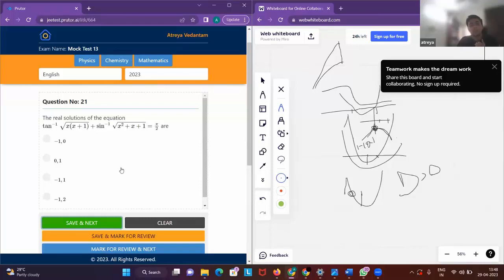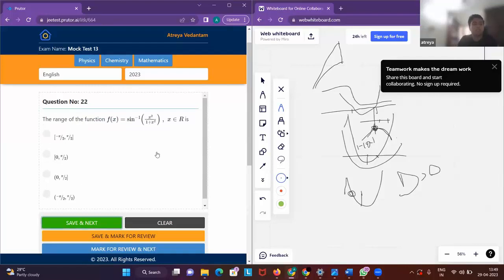Okay, so let's test out 0. If we test out 0, then we'll get tan inverse of 0, which is 0, and sine inverse of 1, which is pi by 2. That works. Let's test out minus 1. Again, works. So 0 and minus 1 definitely work. Does 1 work? No, definitely not. Sine inverse of root 3 doesn't exist. 2 definitely doesn't work either. So it's minus 1 and 0.